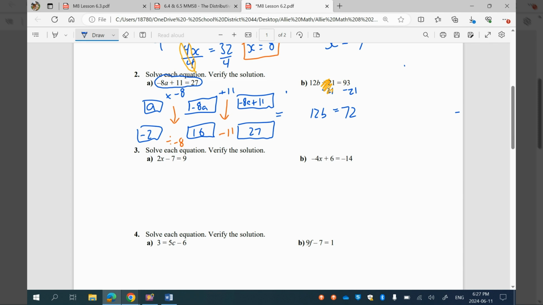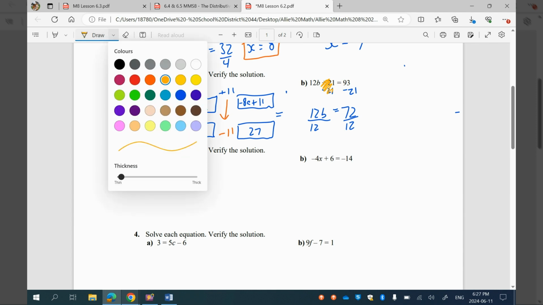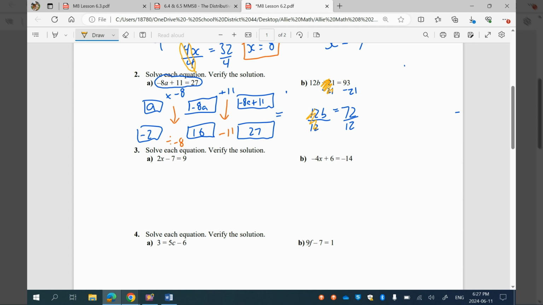And now we have 12 b's is equal to 72, but we want to know what 1 b is. So we're going to divide by 12 on each side. And now remember, 12 over 12 is going to give us a 1. And we're left with b equals 72 divided by 12. So b equals, that's 9, isn't it?